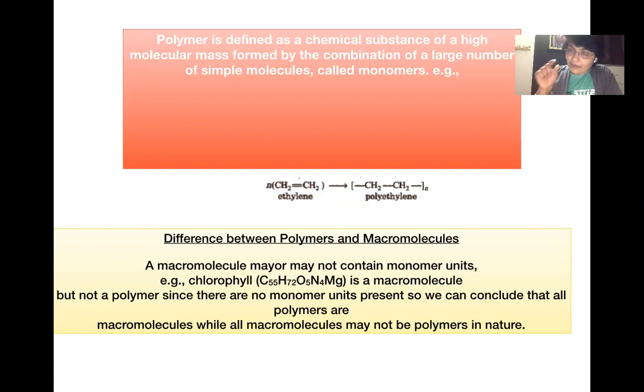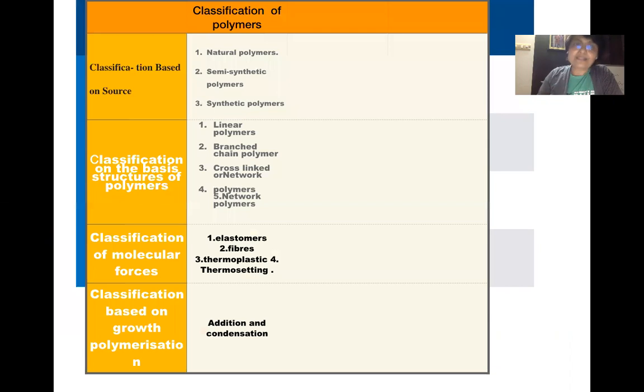Remember here, polymers always involve combination. Macromolecules, what we are talking about here, is a single molecule. When a polymer is obtained, that is also a single molecule, so it will be called a macromolecule. So now we are going to classify polymers. Classification is based on 4 different characters.